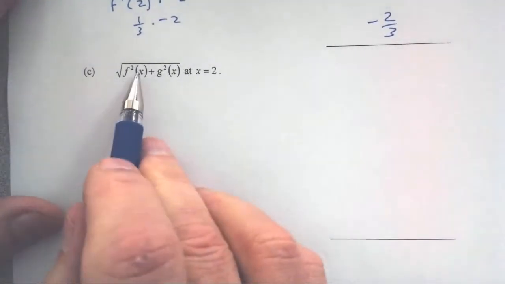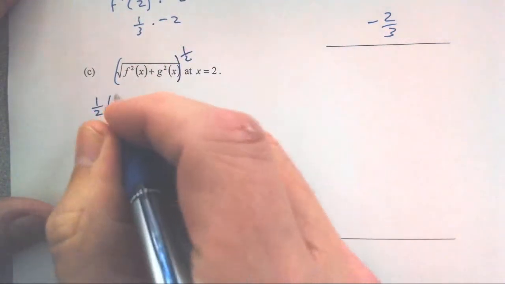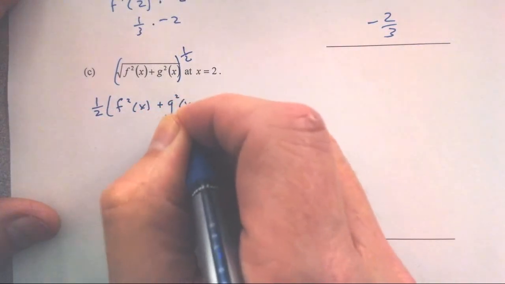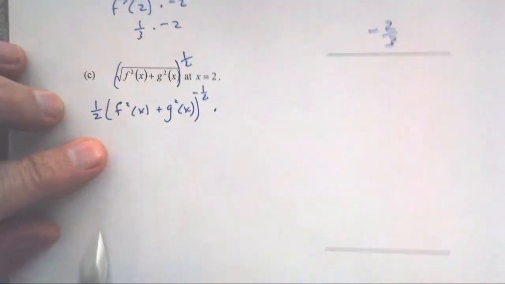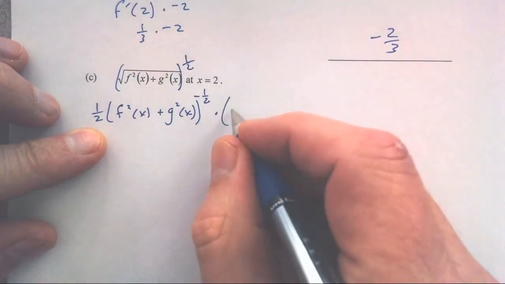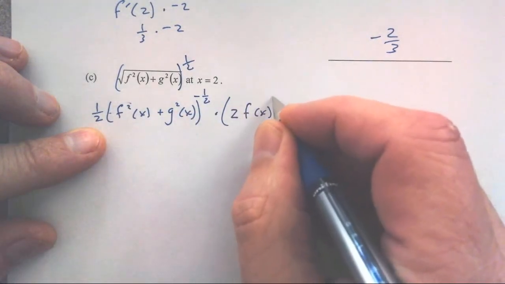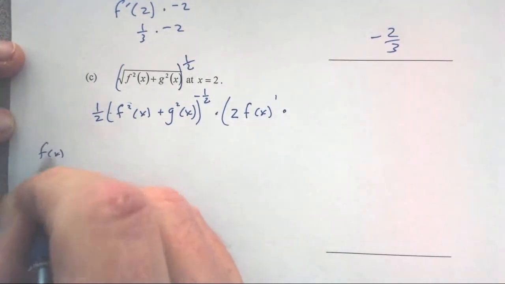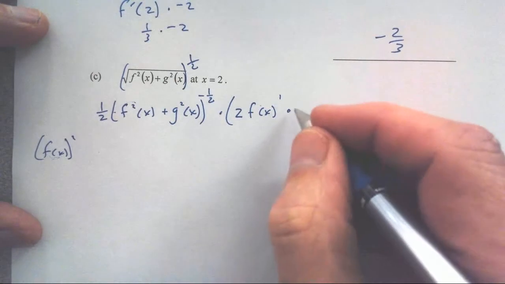Okay, let's work through this. I'm going to treat this like it's all just to the 1/2. So my derivative becomes 1/2 times f squared x plus g squared x to the negative 1/2 times the inside derivative. And the inside derivative would be, follow this, 2 times, leave f of x alone to the first, right, times, see this could really be written as f of x squared. So it's 2 times f of x to the first times, I still have to use f's derivative.